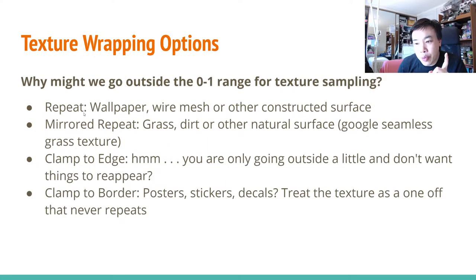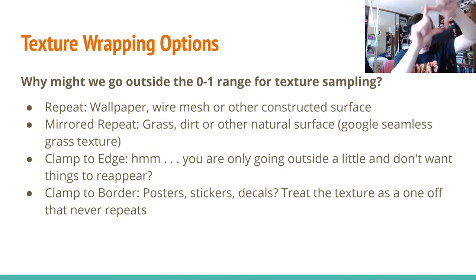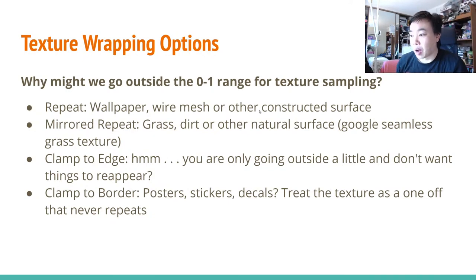So if we repeat, these are the kinds of things where we could do stuff with repeating patterns, but we want them to be in the same kind of alignment. One of the easiest things to think about for this is constructed surfaces. So if I'm going to be using wallpaper for something, my texture coordinates could go from like 1 to 30 across an entire wall, looking at how wallpaper repeats itself because of the way that it's printed, or something like a wire mesh gate. Maybe I don't want to have a really big texture for a wire mesh gate. I've got a small texture of wire mesh that just repeats multiple times. Brick walls are also a decent example of that kind of thing.